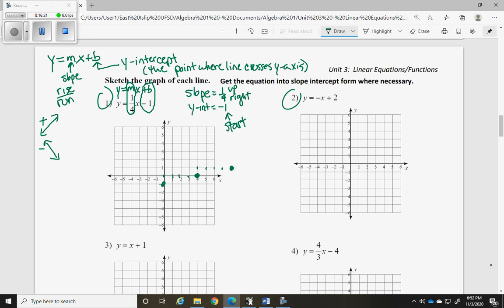I know I'm going off a little bit, but that's all right. I can go in a complete opposite direction. Down 1, left 1, 2, 3, 4.